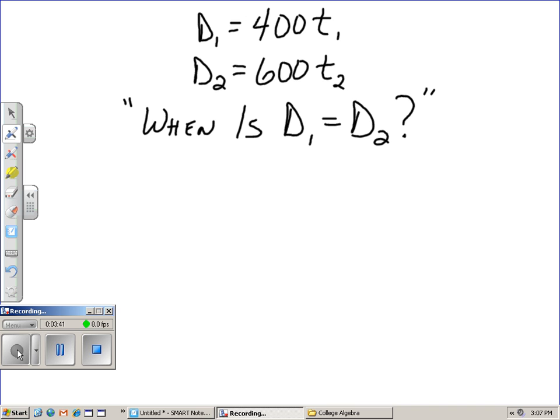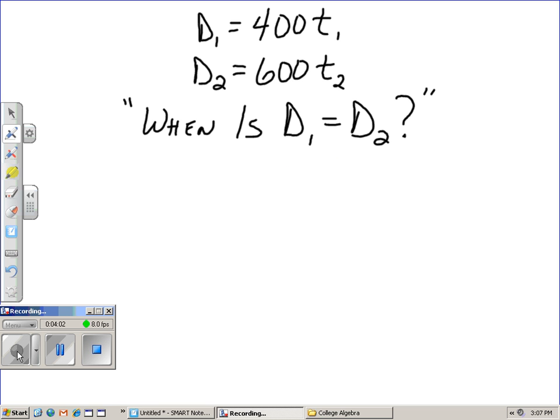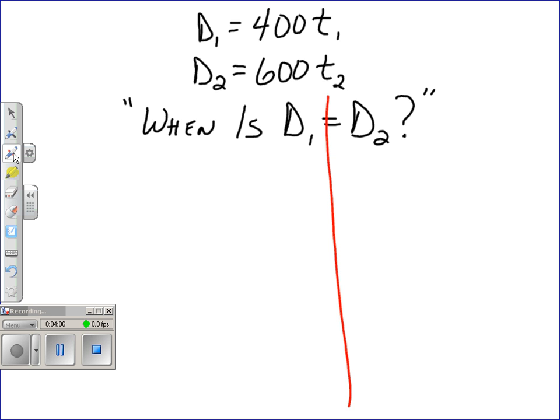So here's where we stand. We have an expression for the distance covered by plane 1, and we have an expression for the distance covered by plane 2. And the question we're asking ourselves is, when is the distance covered by plane 1 the same as the distance covered by plane 2? Because that's where plane 2 catches plane 1. All right, so I can take out D1 and replace it with something that means the same thing, the 400.